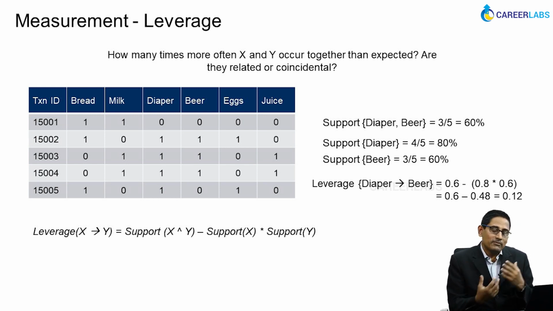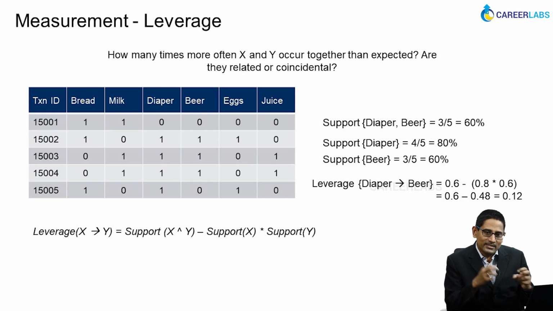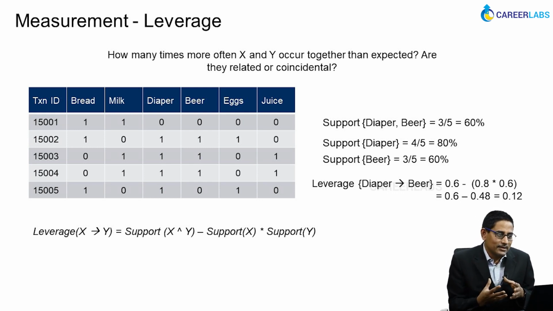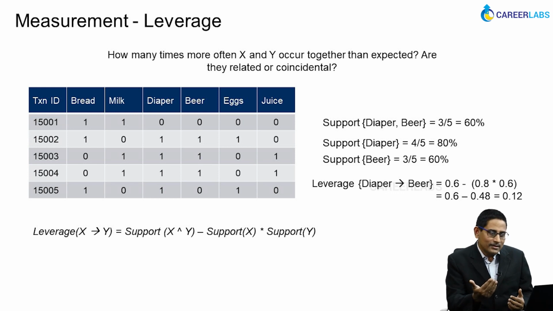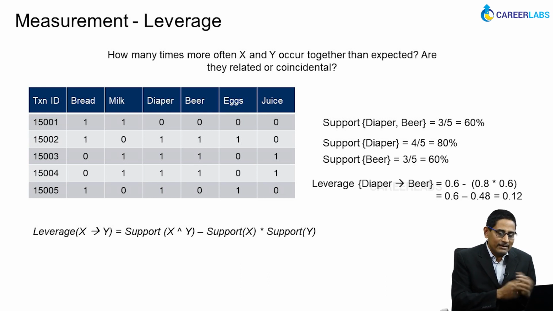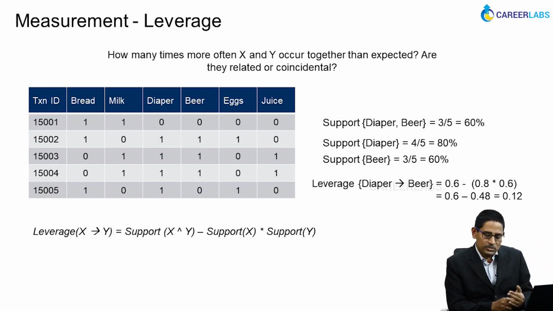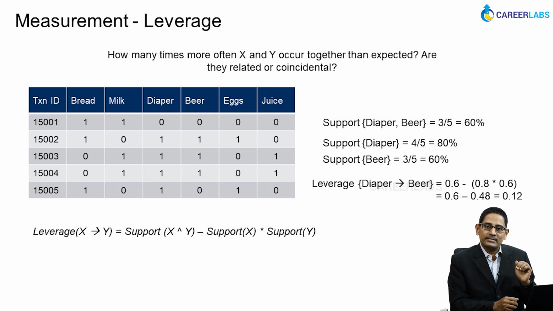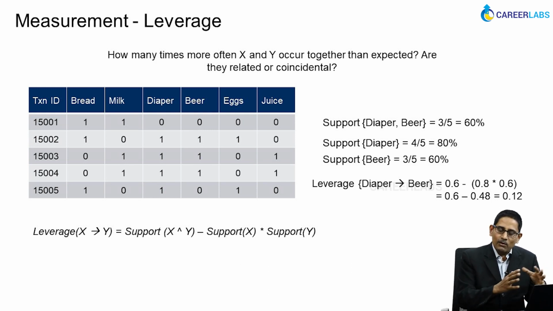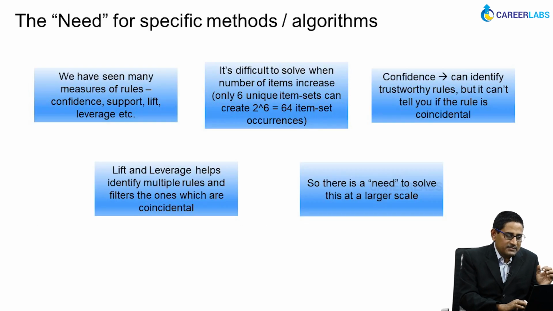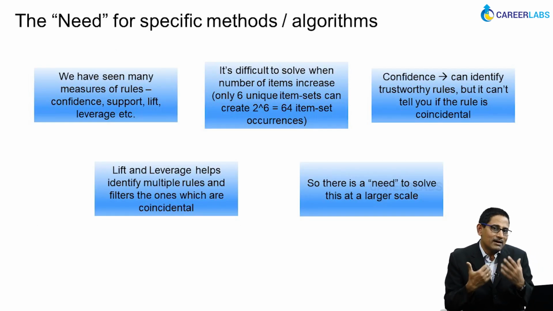Moving on to the next, another measurement which is also important is leverage. When we ask the question of how many times more often X and Y occur together than expected, is it a related kind of association or a coincidental association? In that case, leverage will give you an impression about it. So leverage, if we try to identify from X to Y, diaper to beer in this case, the formula is support of X intersection Y minus support of X multiplied by support of Y. So these are some of the 4 key measures that we have seen, which give an indication of how these are measured, right?